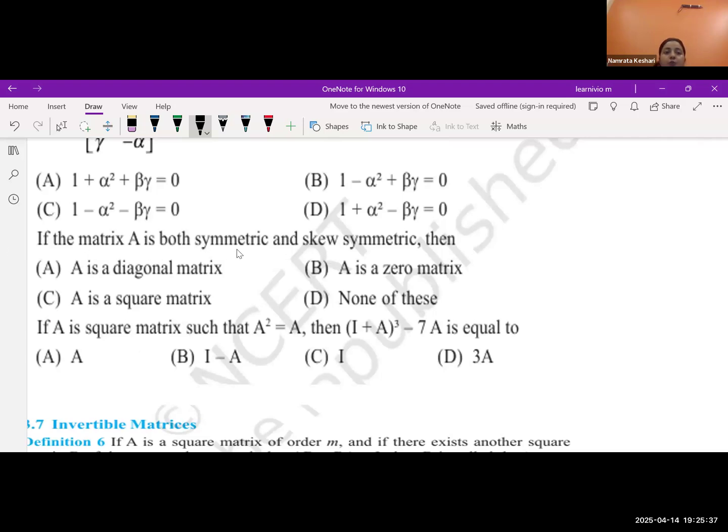If the matrix A is both symmetric and skew symmetric, that means A transpose is equal to A and A transpose is equal to minus A, both need to be fulfilled. In that case, we must have a zero matrix. Okay, only then we will say 0 plus 0, it's the same thing. Okay, so we are done with matrices.